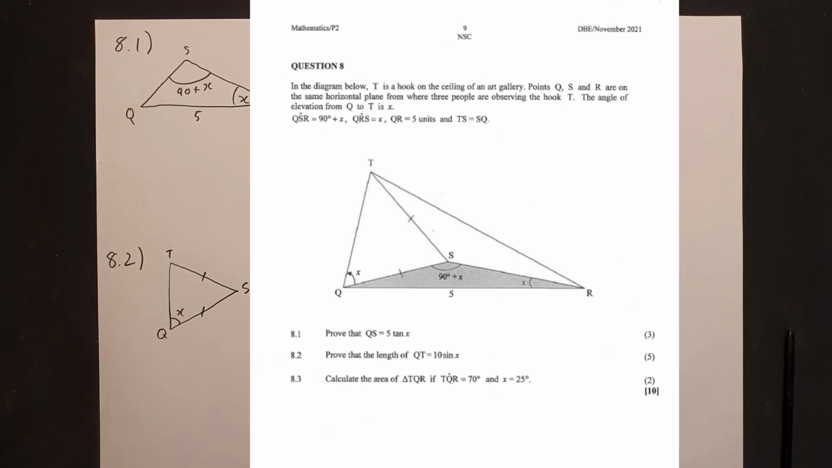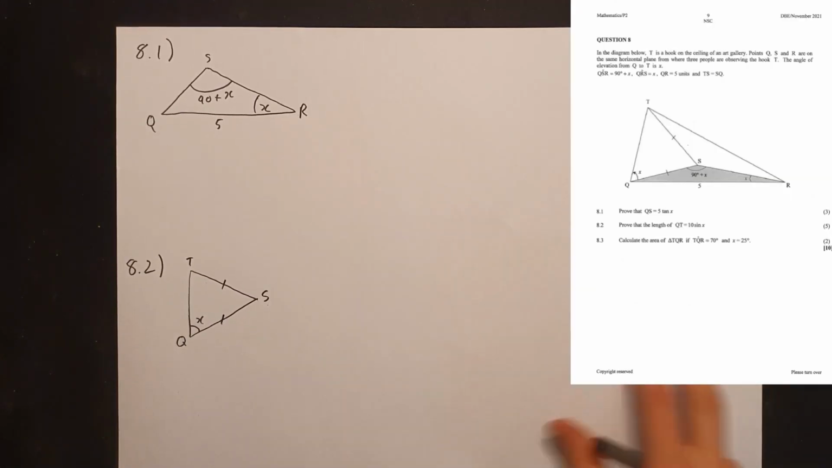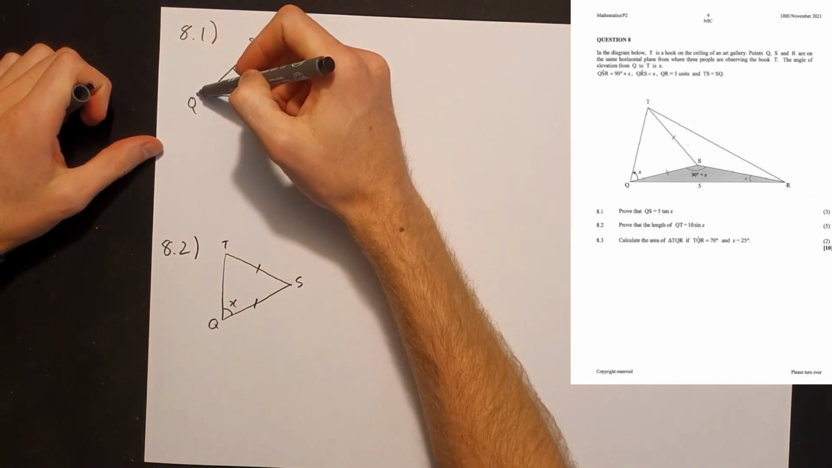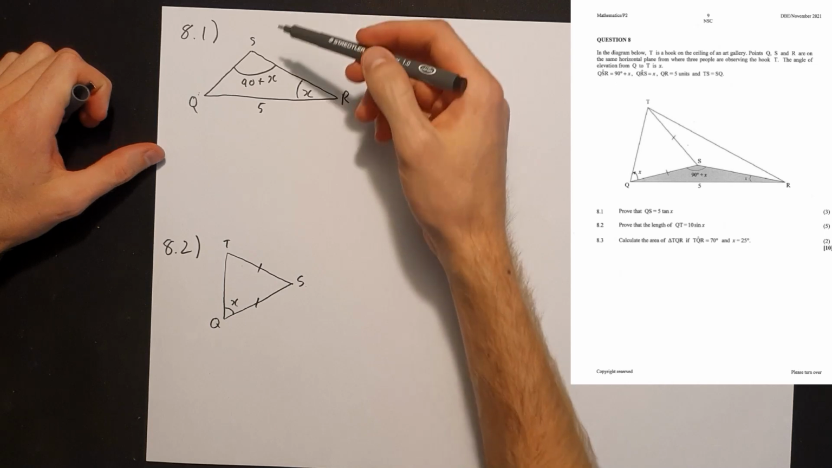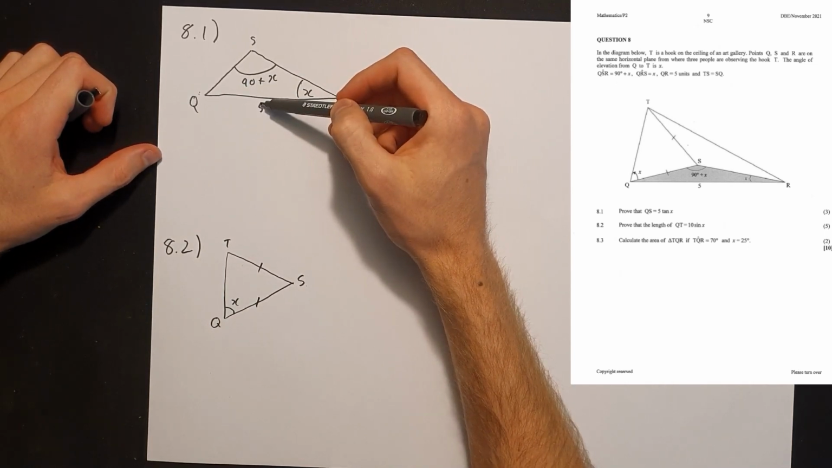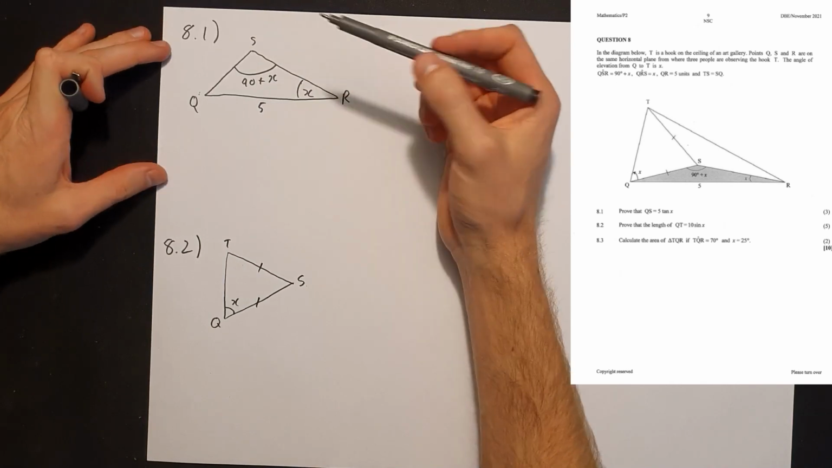Now 8.1 says prove that QS equals 5 tan X. So I've drawn out the triangle that we're dealing with. We're looking for the side QS over here. We have that angle, we have the side opposite it, so for this we can just use the sine rule.